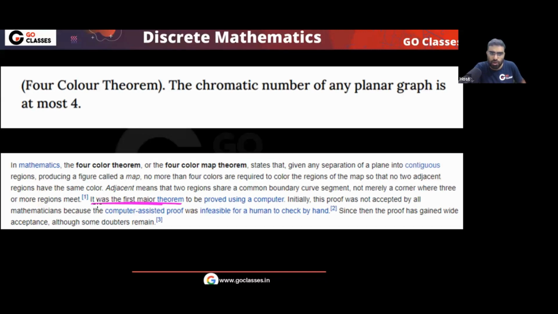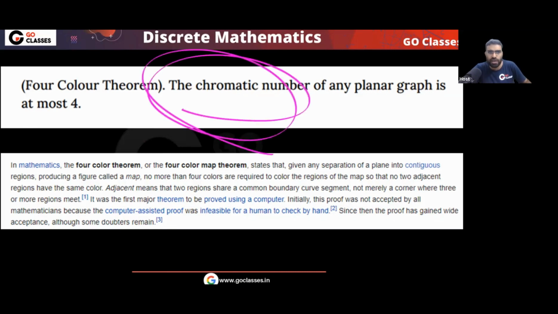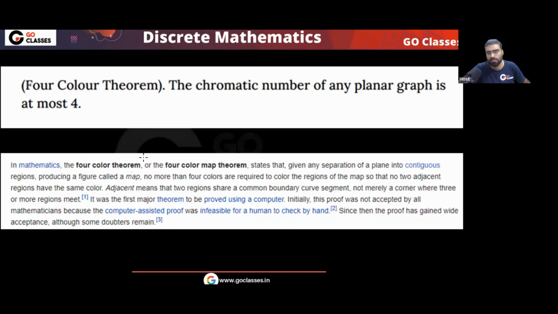This was the first theorem to be proved by computer. This proof was not accepted by many mathematicians, but slowly the proof has been accepted. Still, some doubters are there, some mathematicians who do not accept the proof. But anyway, the simple point is that if you have a planar graph, then the chromatic number is at most 4.